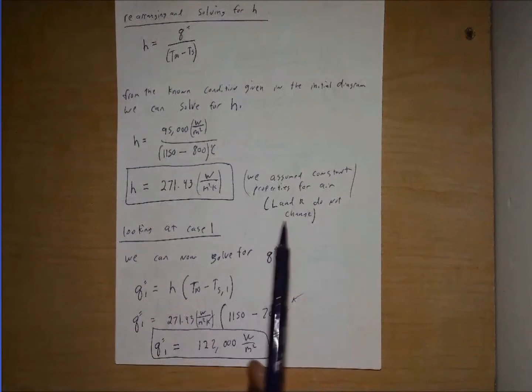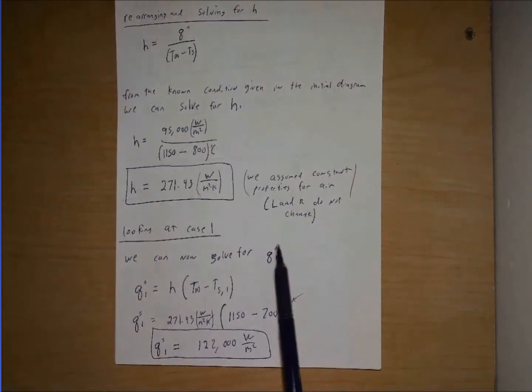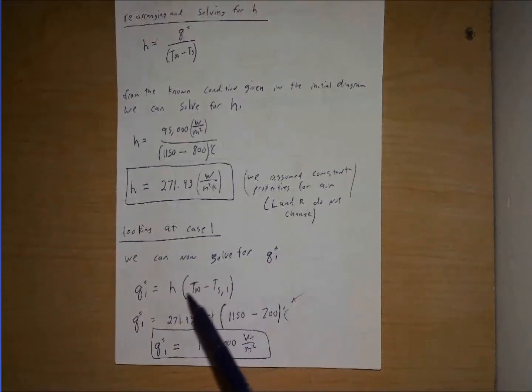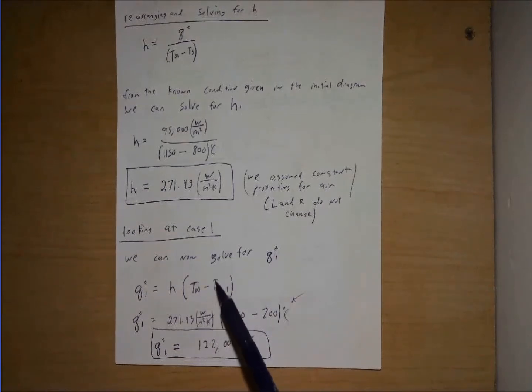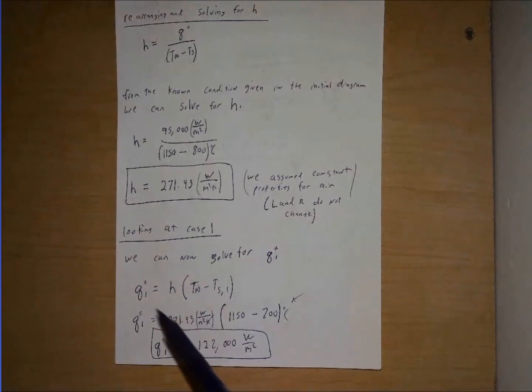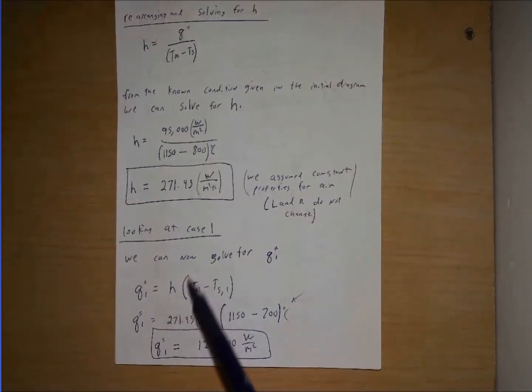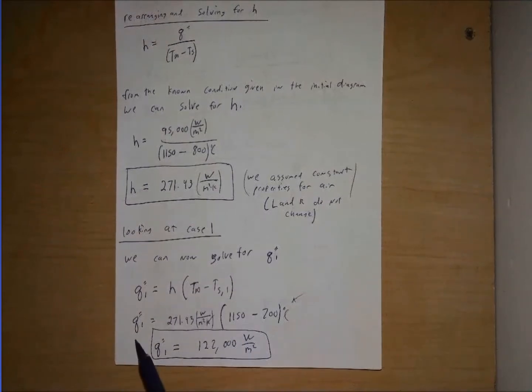So for case 1, we want to go back and solve for our Q double dash 1, or our heat flux for case 1. So we can go back to Newton's law of cooling and plug in our specific variables for this here, which is T sub S1. So our heat flux for case 1 is equal to our H value that we just solved for times this temperature difference here. So plug in our known values.